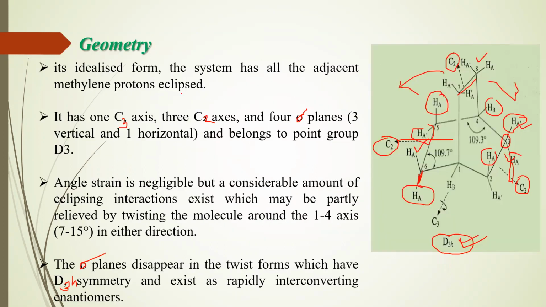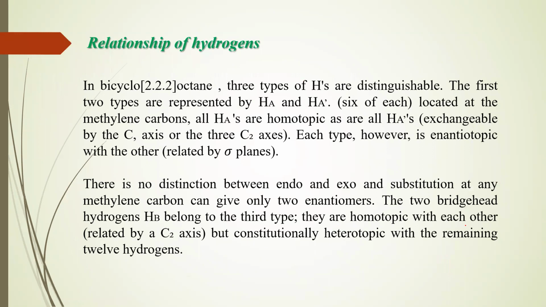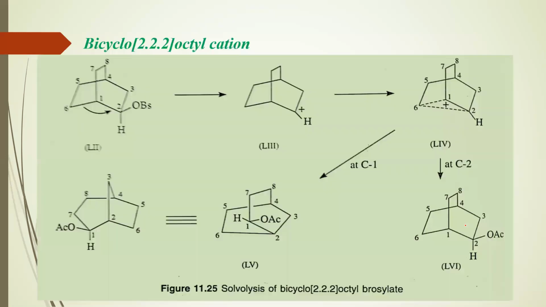There are 2 HB groups that are homotopic. These HB groups belong to the bridgehead carbon atom. This HB is homotopic in nature and related by the C2 axis of symmetry. In a bicyclo 2,2,2-octyl cation, the formation of the carbocation.